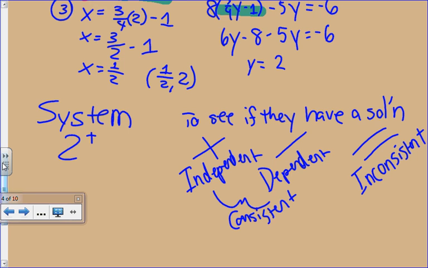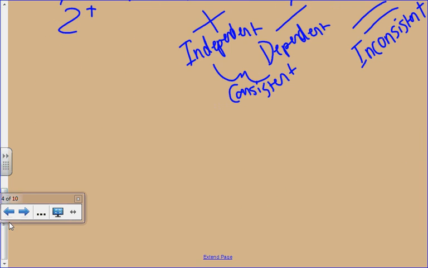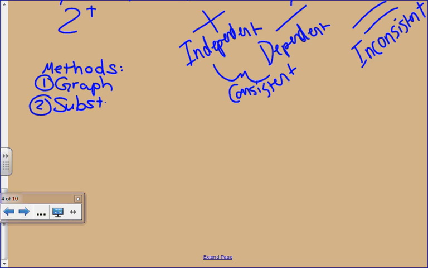Now, so far, we have learned 2 methods to solve. What are the 2 ways that we've learned so far? Substitution. So tomorrow I'm going to teach you elimination. Isn't that like the coolest thing ever? Yeah, exactly that. And there's one more after that.